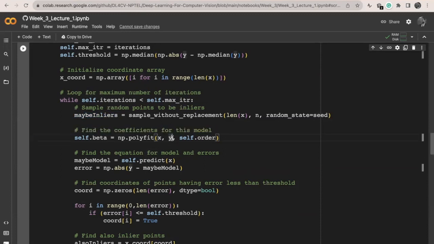then we'll find the coefficient for this model. The coefficients are beta, and we'll use this data to do a polynomial fitting, not a linear fitting, to get the beta.